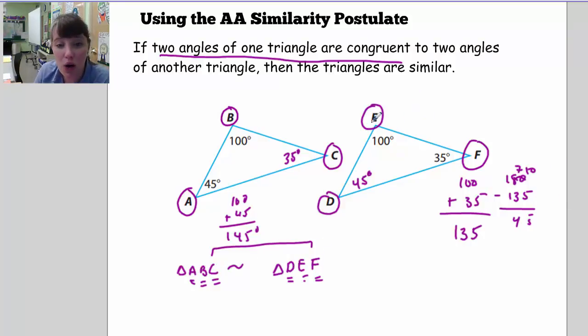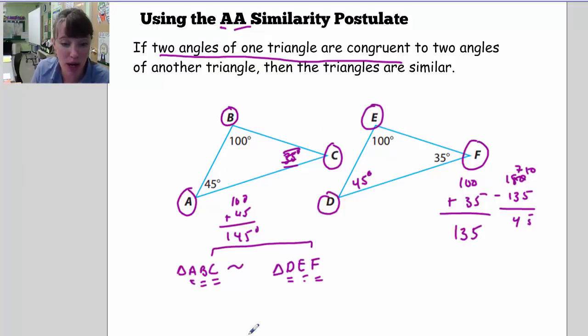Now, what I know is that I didn't even actually have to find this one right here. The angle-angle postulate, notice that it's AA, not AAA, says that if two angles are congruent, then I know the triangles are similar. And this is the reason why.